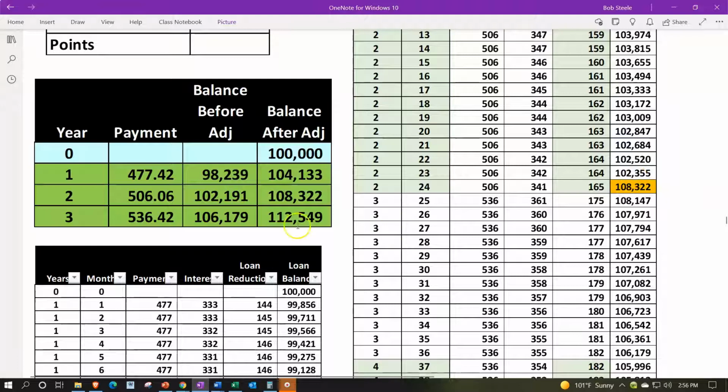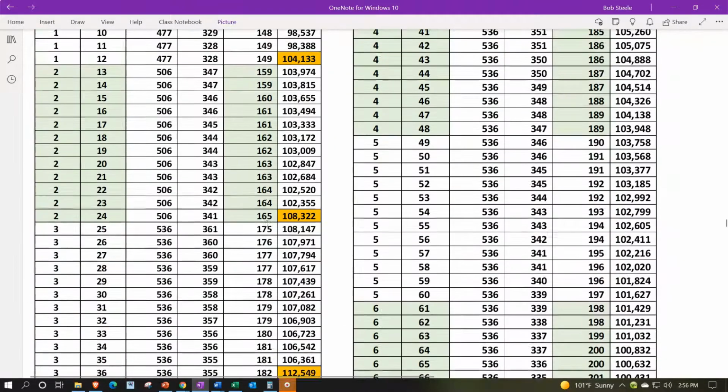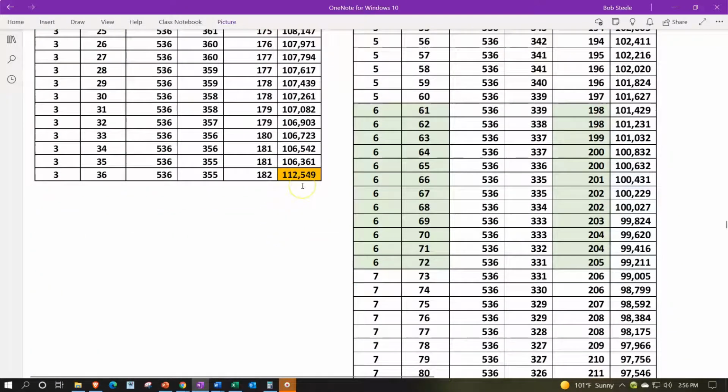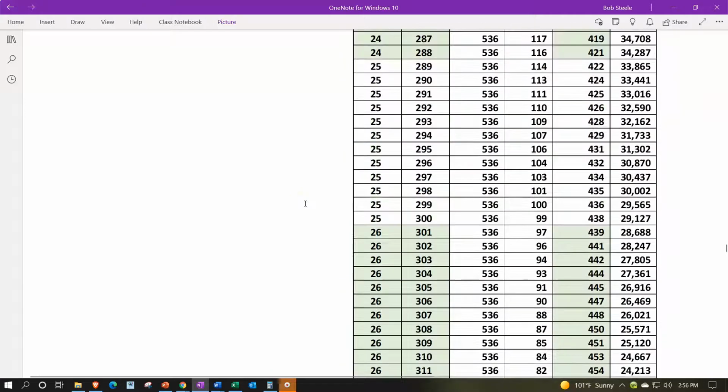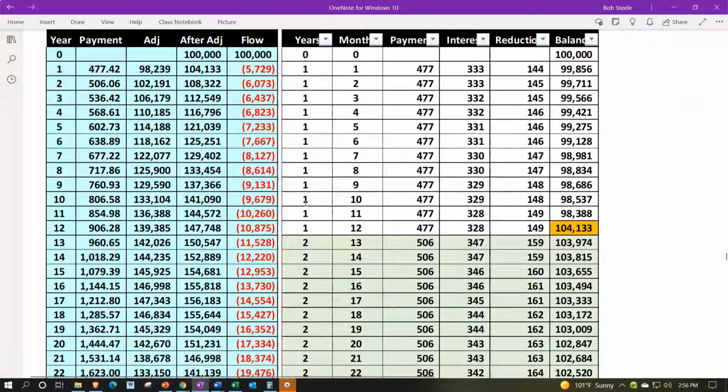So that would be the one. And now we've got year 3. At the end of year 3, we're at 106,179, which is this amount, which we would have to increase by 6% or whatever the inflation is, which we're guessing to be 6%, to 112,549. So we could see that here. There's the 112,549 that we would adjust for that time frame, and so on and so forth, all the way down for the entire loan.